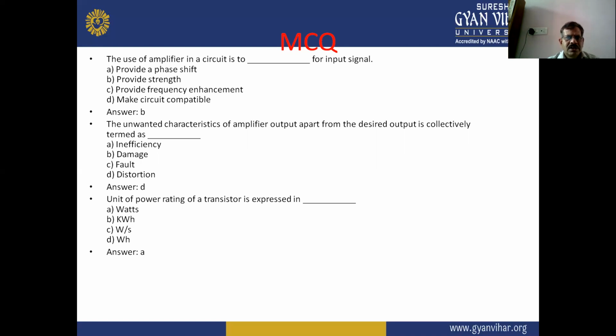In the next question, the unwanted characteristics of the amplifier output, apart from the desired output, are collectively termed as: option A, inefficiency; option B, damage; option C, fault; option D, distortion. So the correct answer is option D. The unwanted characteristics of the amplifier output apart from the desired output are collectively termed distortion.